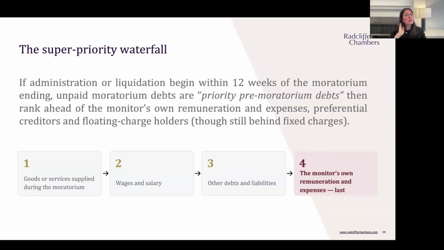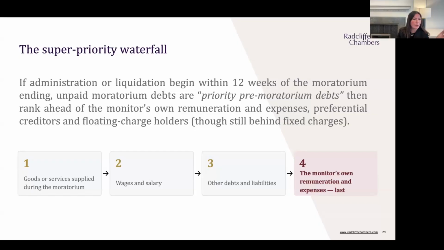I've put a slide here on the super priority waterfall for the IPs in the room in particular, because you will care about this, I think. The provisions of Part A1 and the sections it's inserted into Schedule B1 are such that if administration or indeed liquidation begin within 12 weeks of the moratorium ending, unpaid moratorium debts are priority pre-moratorium debts, and they then rank ahead of even the monitor's remuneration and expenses. So I've set out the waterfall here that's called the super priority waterfall.